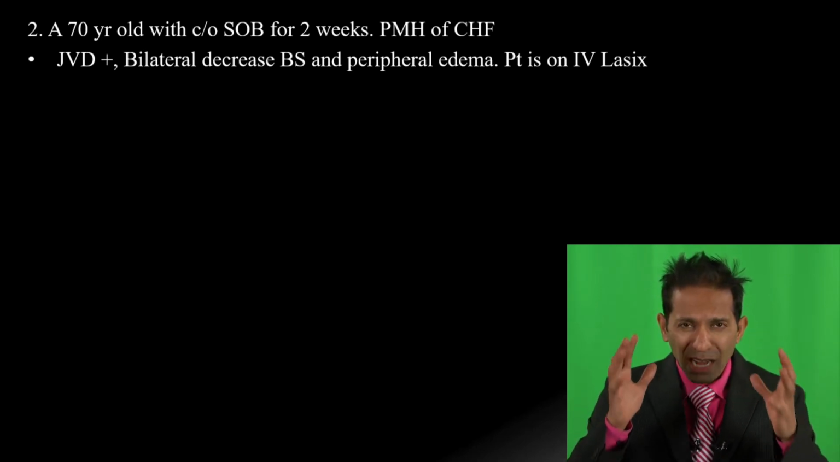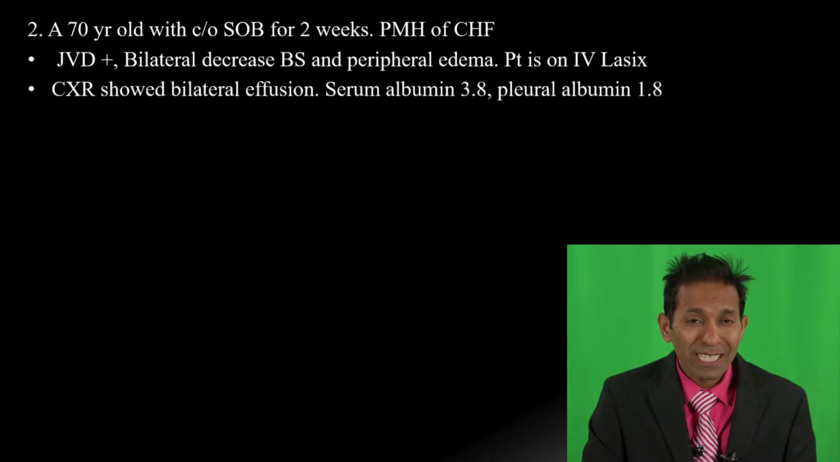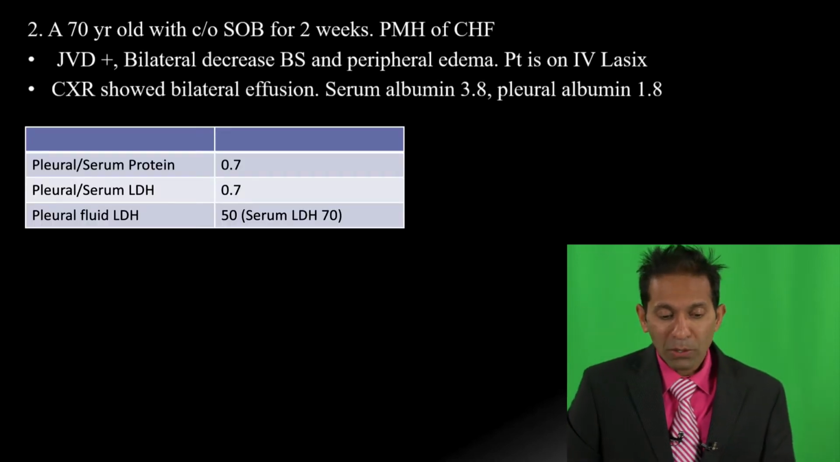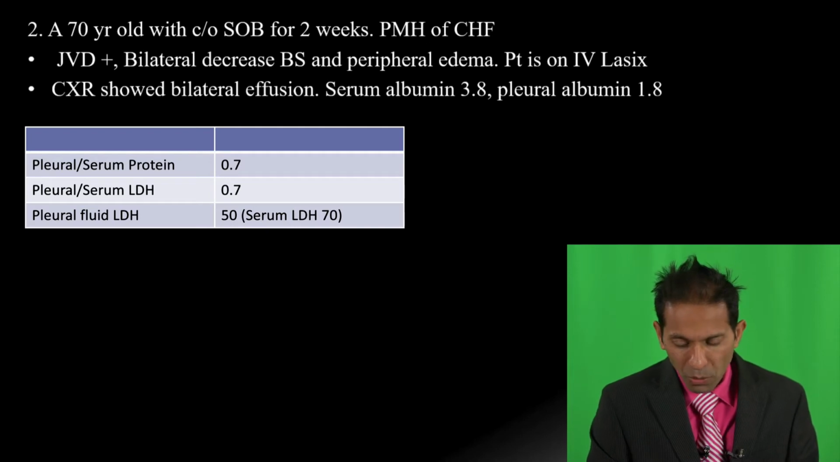You start the patient on IV diuretic therapy, and the chest X-ray shows bilateral pleural effusion. The patient's serum albumin is 3.8, pleural albumin is 1.8. You do a pleural tap. So look at his ratio. It is 0.7 for both. So this indicates most likely this patient has exudative effusion, but his pleural fluid LDH is very low.